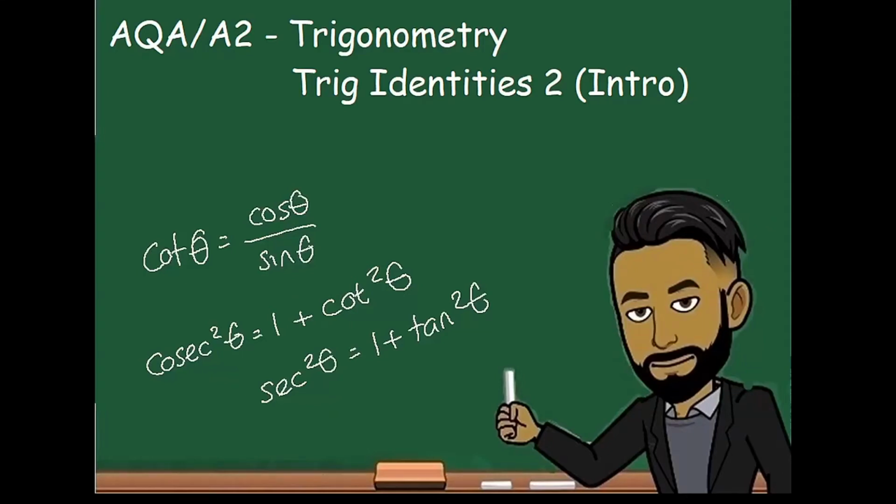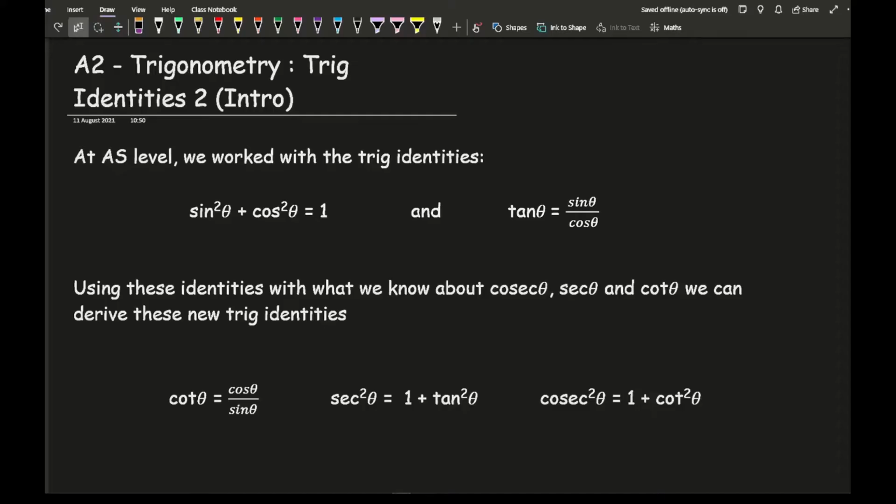So welcome everybody to this latest A2 video on 162 Maths, in which we will be discussing and introducing some new trig identities to help answer some of those more difficult trig equations and proof questions tested at this level. So at AS level, we work with the trig identities of sine squared theta plus cos squared theta equals 1 and that tan theta equals sine over cos theta.